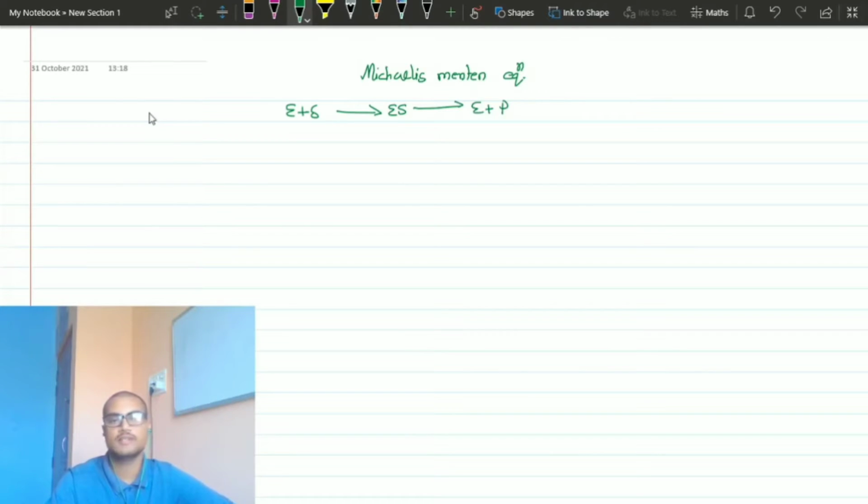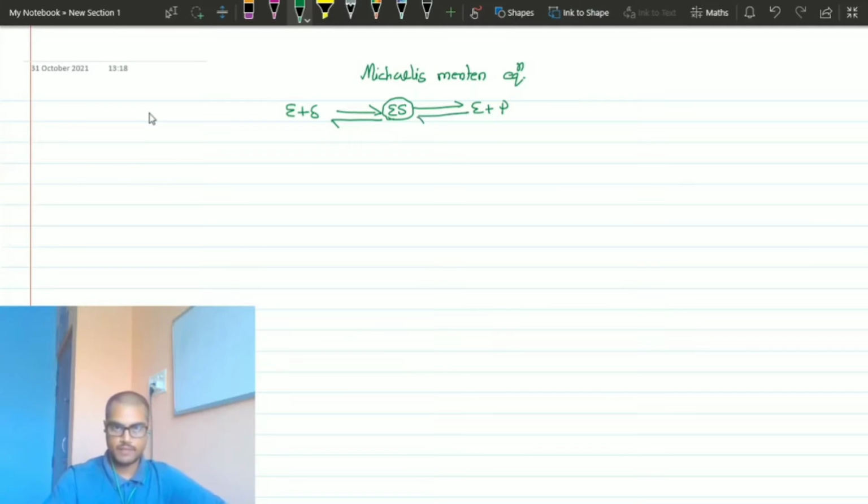Now, this is a unidirectional reaction, but the enzyme-substrate reaction is not always unidirectional. Sometimes it follows the bidirectional reaction rules. That means sometimes after the formation of the enzyme-substrate complex, the complex will dissociate and return to the back state, that is enzyme plus substrate. And on the other hand, sometimes after the production of product by the enzymatic reaction, the enzyme and product get associated with each other and form the enzyme-substrate complex again.